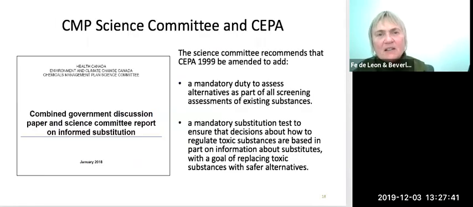So the CMP Science Committee and SEPA, this is the report that I had a look at, and it does recommend that SEPA itself be amended to add a mandatory duty to assess alternatives as part of all screening assessments of existing substances, and a mandatory substitution test to ensure that decisions are based on information with a goal of replacing toxic substances with safer alternatives.